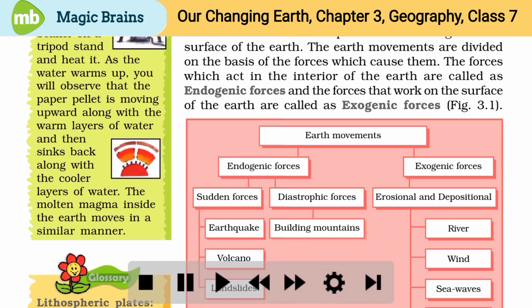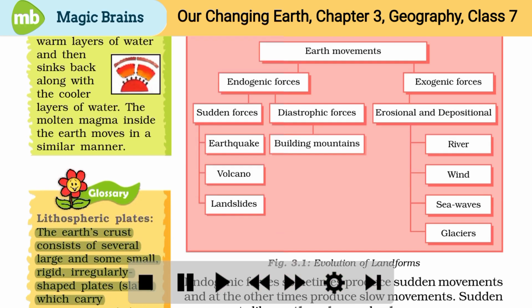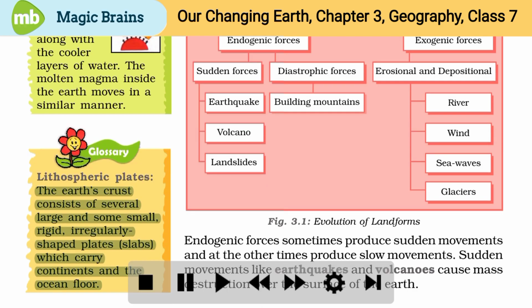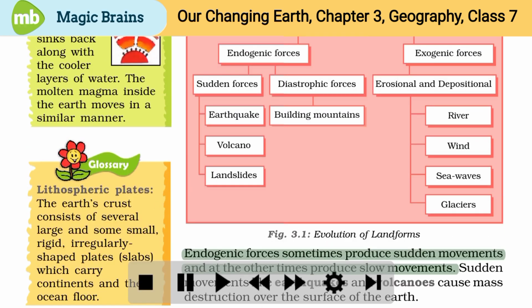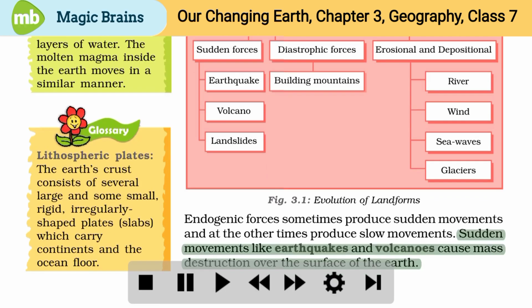We also have a glossary section on the left side of the page. Lithospheric plates: The Earth's crust consists of several large and some small, rigid, irregularly shaped plates or slabs which carry continents and the ocean floor. Endogenic forces sometimes produce sudden movements and at other times produce slow movements. Sudden movements like earthquakes and volcanoes cause mass destruction over the surface of the Earth.